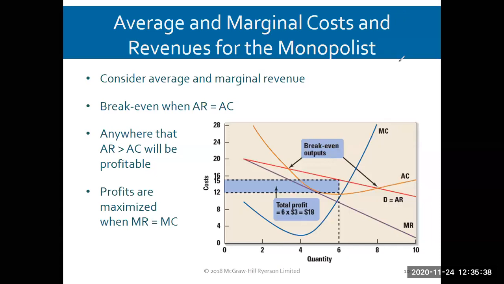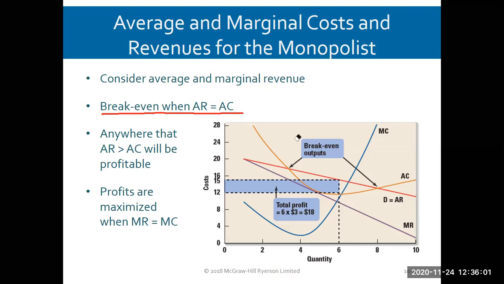Okay, so now we're looking at the break-even and the profit maximizing points using average and marginal costs for the monopolist, but we're doing it under a graph. So break-even is the same old break-even. We find out break-even where average revenue equals average cost. So where is my average revenue and where is my average cost?